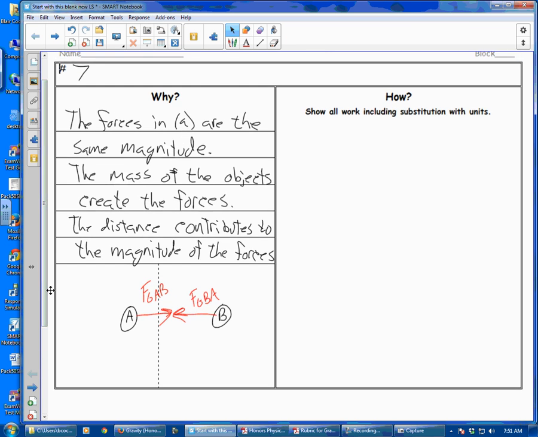Are we good on the why? Oh, I forgot to walk around and check your whys. I'll come around and check after this problem. I knew I forgot something this morning.